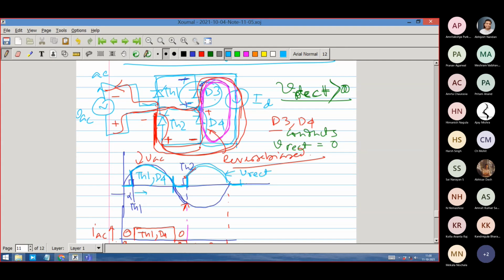So you are losing some control, or sometimes people use it for simplicity because they don't have to use a thyristor driving circuit, etc. And suppose you need only positive voltage at the load, you don't bother too much.